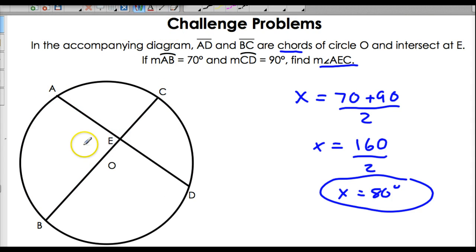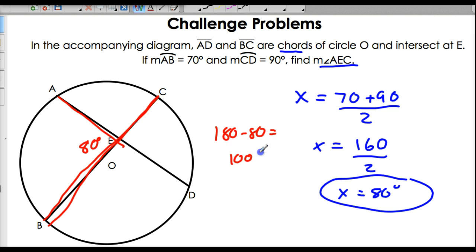Got a little cluttered there, guys. We found out that this was 80 degrees. And look, this is a straight line right here. And this is my two angles. They're supplementary. So to find this missing angle, all I have to do is 180 minus 80. And I get 100 degrees. And now I have the answer to my question. So the measure of angle AEC is equal to 100.